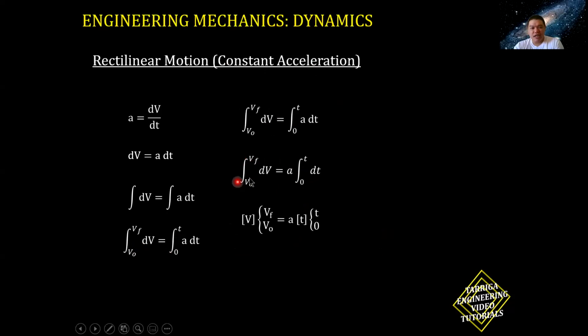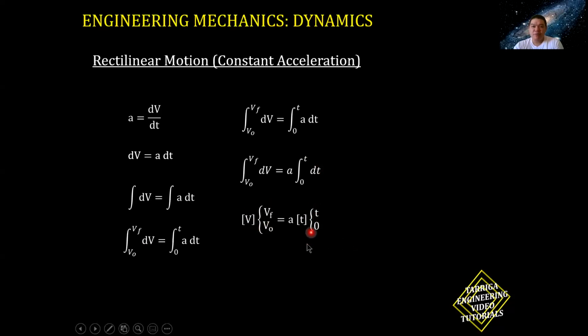Okay, right? Integral of dV is equal to V, and it approaches from VF to VO. When using this principle, you will just have the upper limit minus lower limit. Same here, integral of dt is equal to t, that would be approaching t and 0. So upper limit minus lower limit.